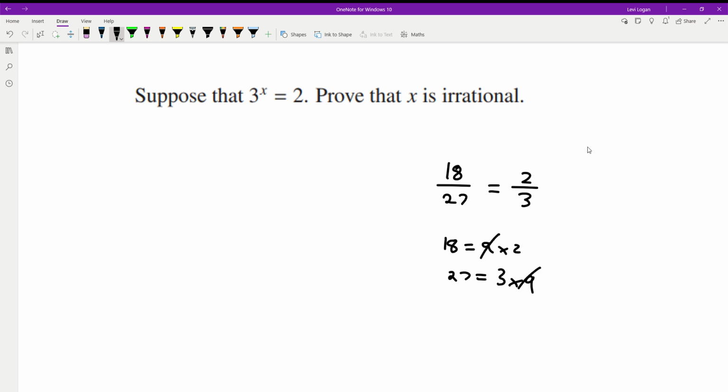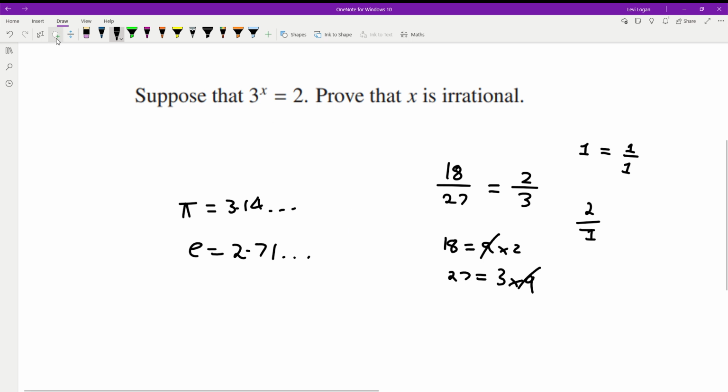You can also represent 1 as a fraction, 1 over 1, or 2 as 2 over 1, or any integer pretty much. Numbers like pi, 3.14 dot dot dot, or e, 2.71 dot dot dot, cannot be represented as a fraction because they are irrational. They are basically an infinite number that doesn't have a single pattern to it, okay?